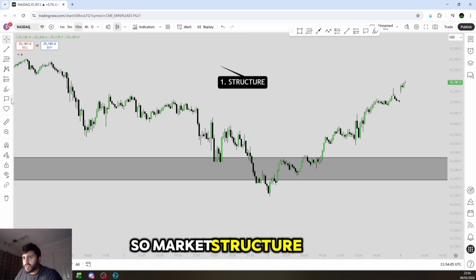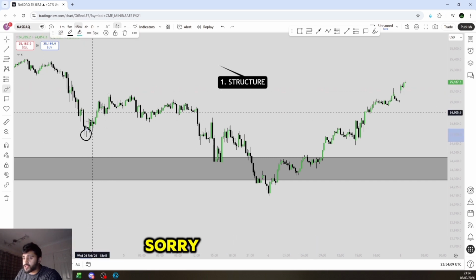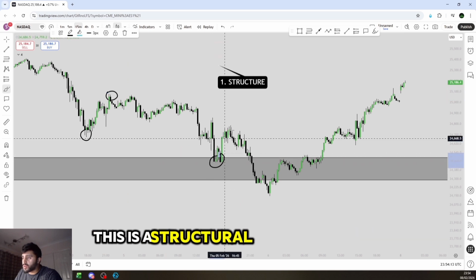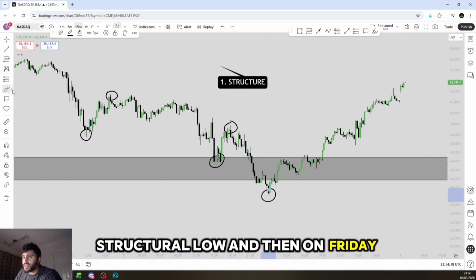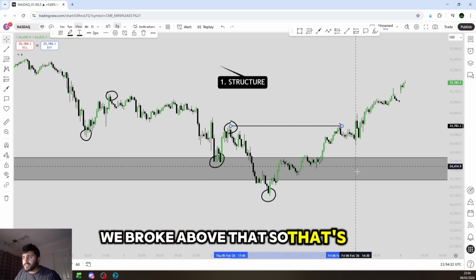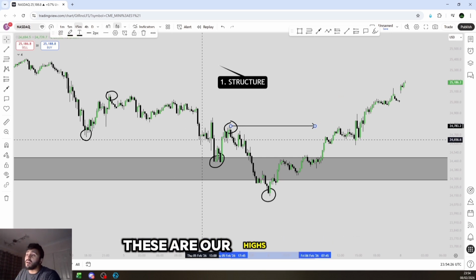So market structure, again, we use the same sort of approach. We have our structural low, structural high. And then for me, this is a structural low, structural high, structural low. And then on Friday, the AM session and PM session, we broke above that. So that's the first of the 4 pillars. We have broken market structure. These are our highs and lows.